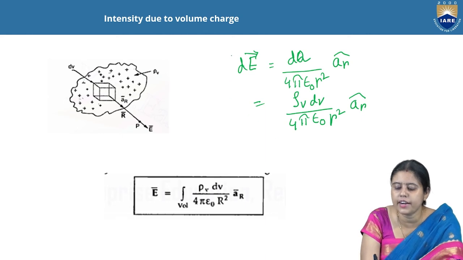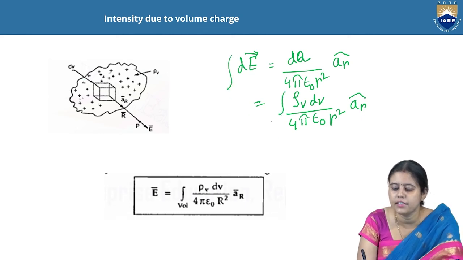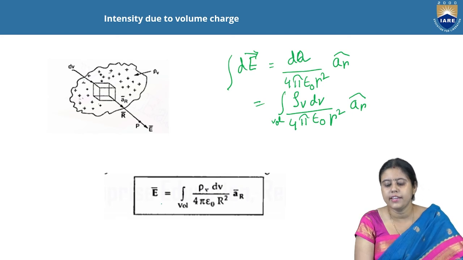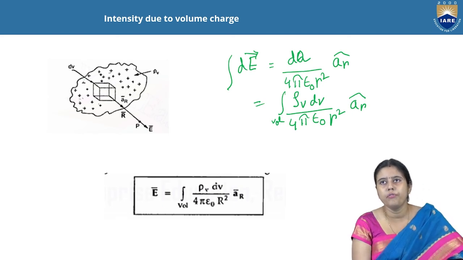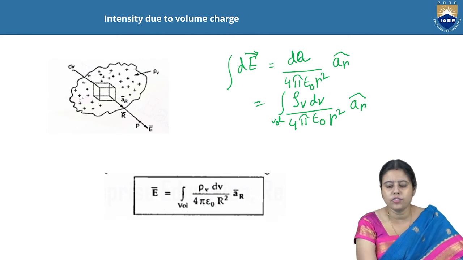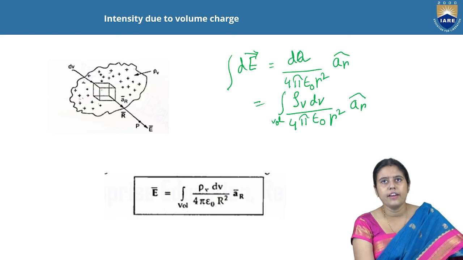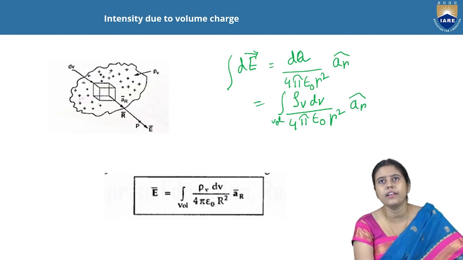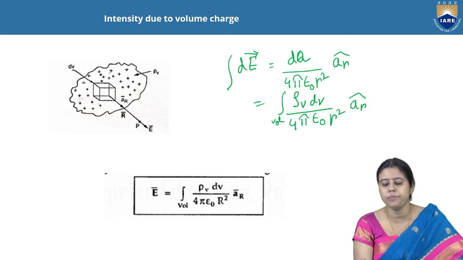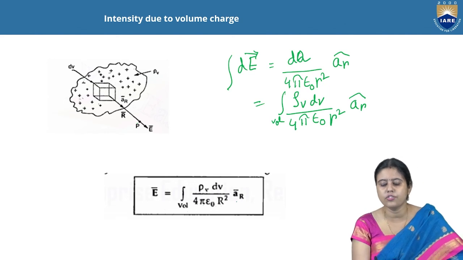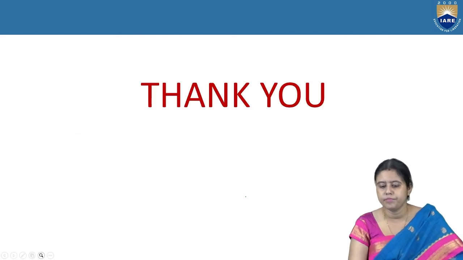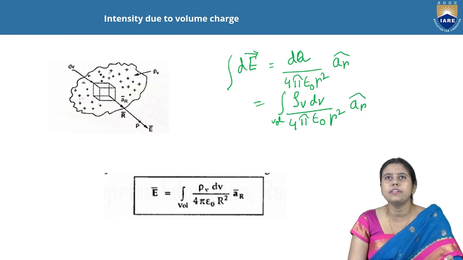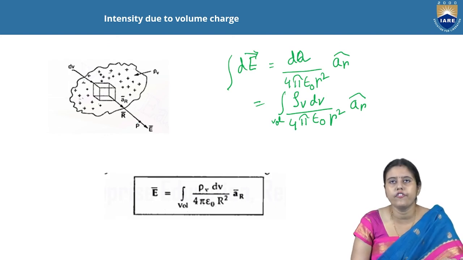Now if we integrate both sides, we will get E is equal to the integral over the volume of rho v dv by 4 pi epsilon 0 r square. R is the distance from the small volume, this is looking like big, but it is a small area, to the point P. This is our r square aR. So already we have discussed, just a quick revision.